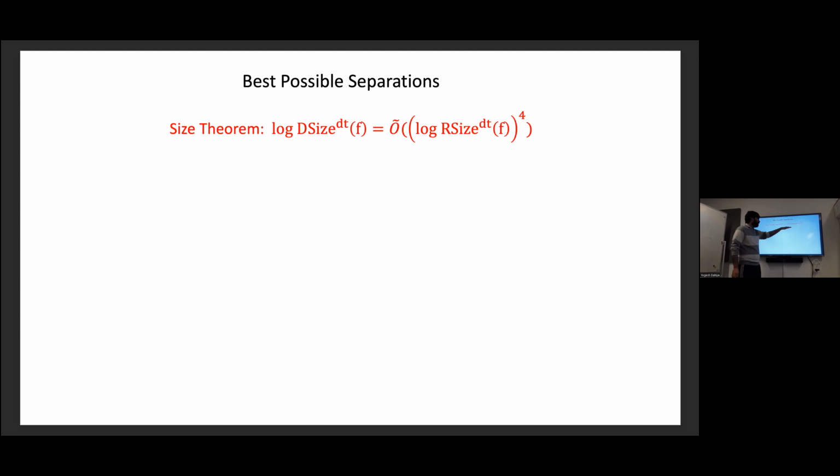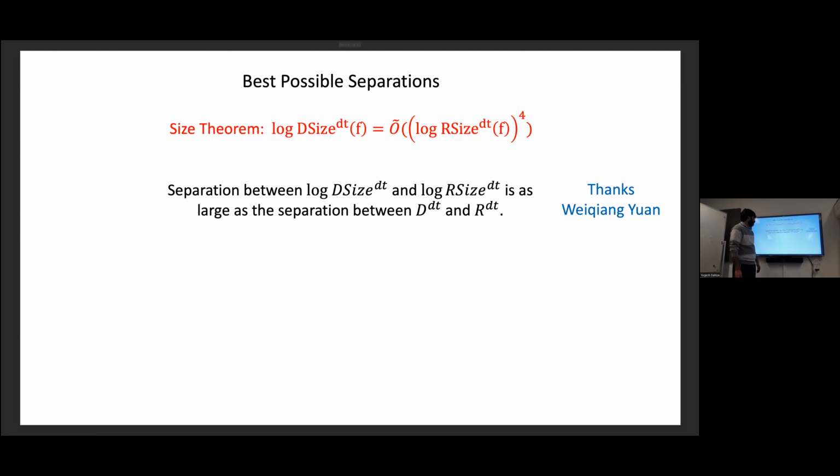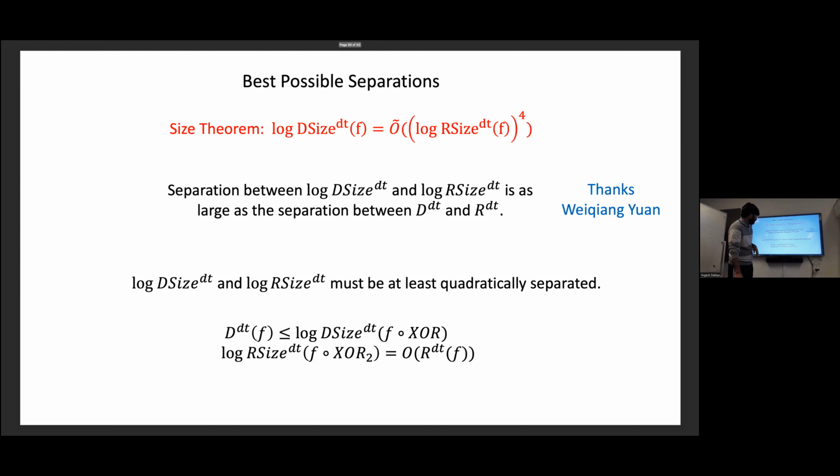So what about separation? Like, how good are these results? Can we say how good this 4 is? Can we bring it down to 2, less than 2, 3, whatever? The separation between log D size and log R size is at least as large as the separation between deterministic depth and randomized depth. And this was first pointed out to us by John. And there is a very simple lifting argument for this.